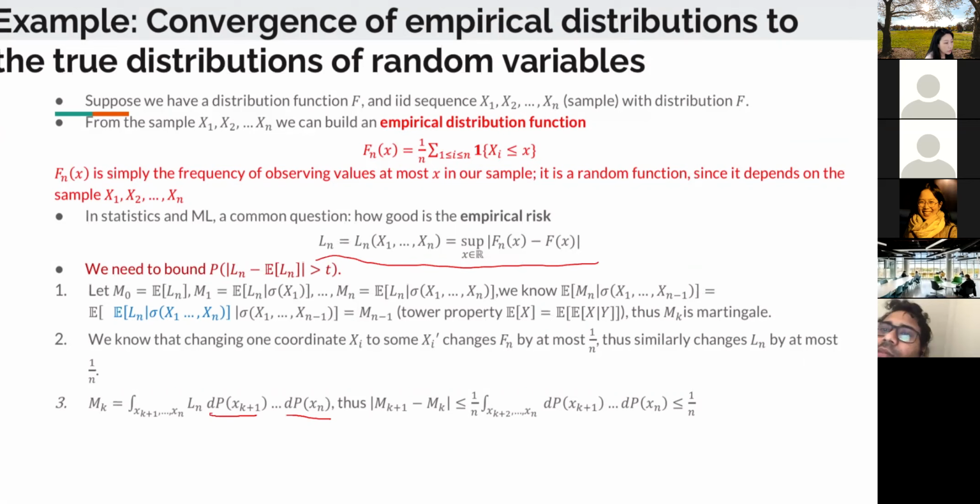So what does this tell you? This basically means that the absolute value of the difference of this martingale sequence is going to be upper bounded by this quantity here, because we know that Ln changes by at most 1 over n, so you can just upper bound it by 1 over n. Now again, taking the integral, when this thing becomes 1, it is just the entire probability. So it's the marginalization over xk plus 1 to xn. What is k? K is just an index, from 1 to n.